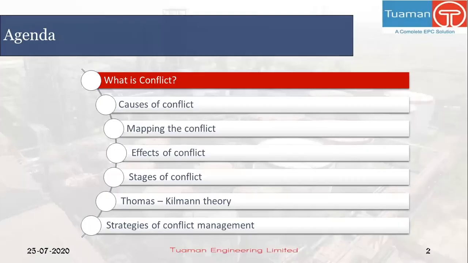In the agenda, I have what is conflict, what are the different causes of a conflict, how we can map a conflict, what are the effects of a conflict, and what are the different stages through which a conflict goes. We're also going to study a famous theory of Thomas and Gilman. And lastly, what are the different strategies of conflict management.